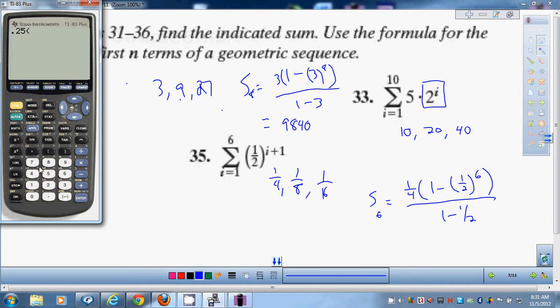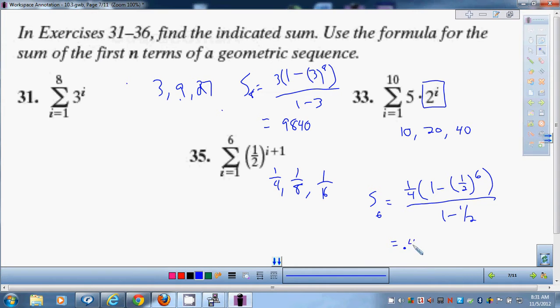0.25 times 1 minus 0.5 to the 6, divided by 0.5. That's what I got. Did somebody get something different than that? It doesn't tell us what decimal place to go to, so I'm going to go 0.49. Okay, questions on that?